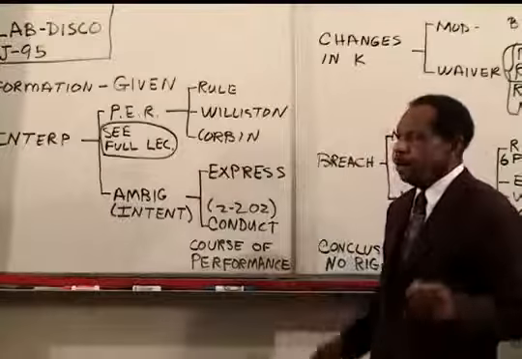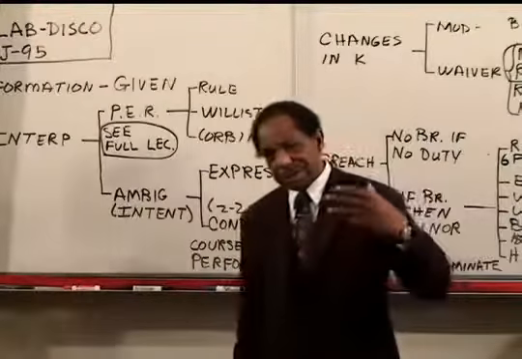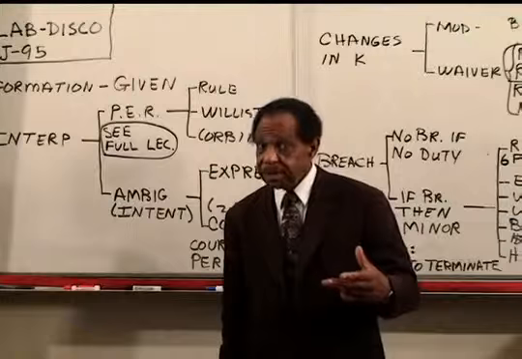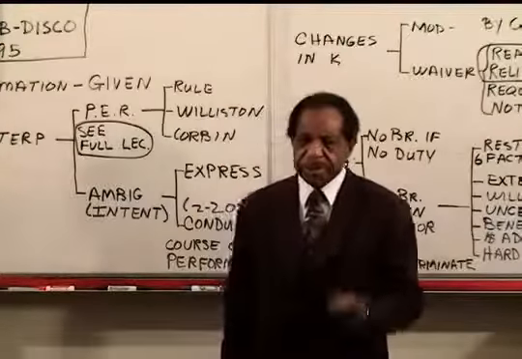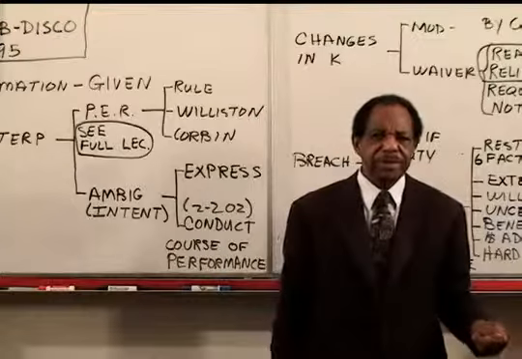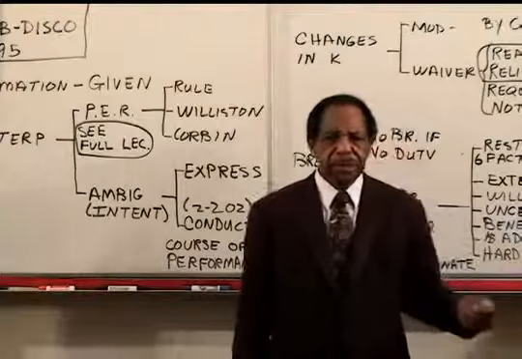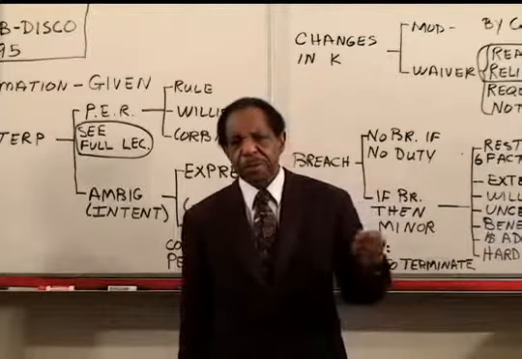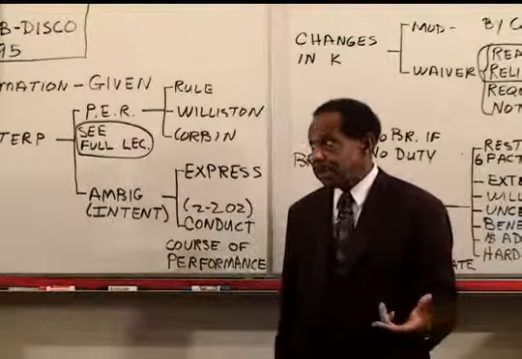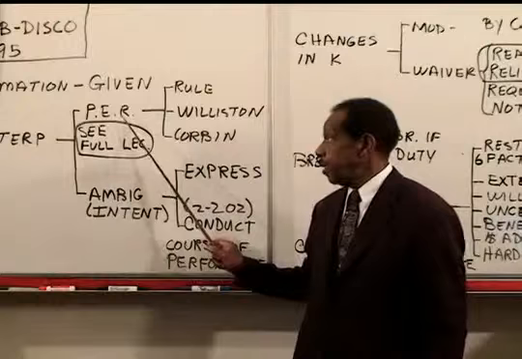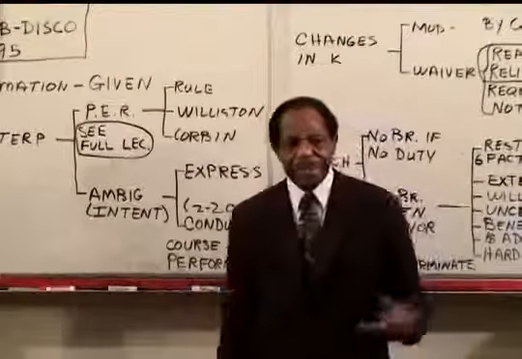By the way, one of the other ways you can intend for a writing to be final and complete is for the parties to put it in their contract, saying this writing is the entire contract, it's final and complete, it's integrated. That's called a merger clause. And so if the merger clause is there, that certainly says they intended for the writing to be final and complete, and you can't add anything.